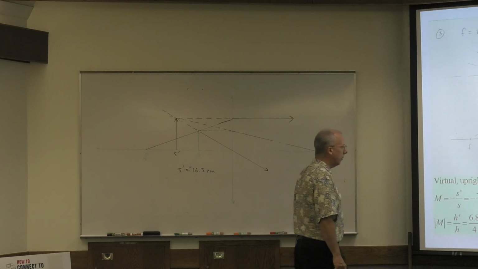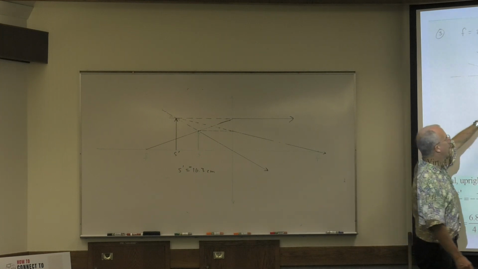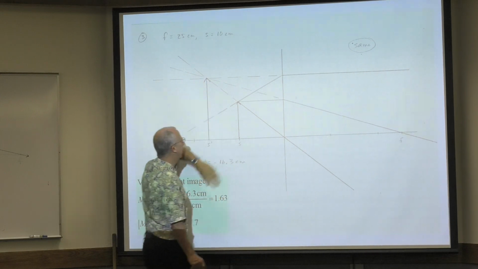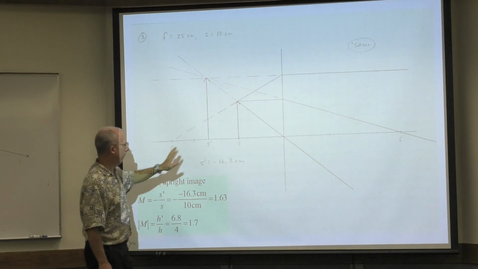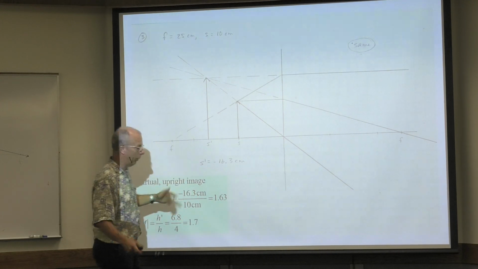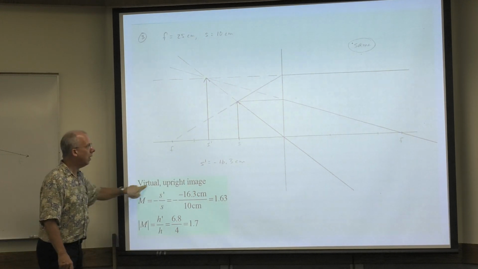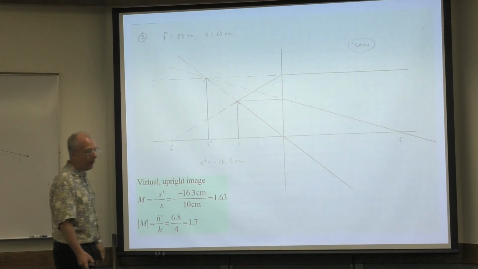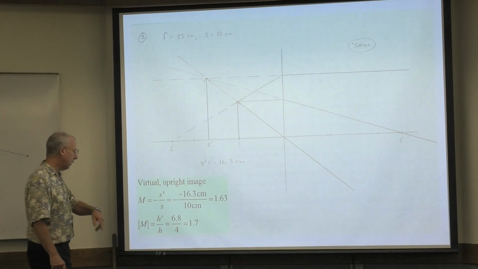All right, so this is virtual, agreed, because it's formed by not real light, because we backtrack. Or another way you can think of it, if the object and the image are on the same side of the lens, you know it's going to be a virtual image. So it's virtual, and it's upright. So it's the first time we've seen an upright image. Let's plug in the numbers.